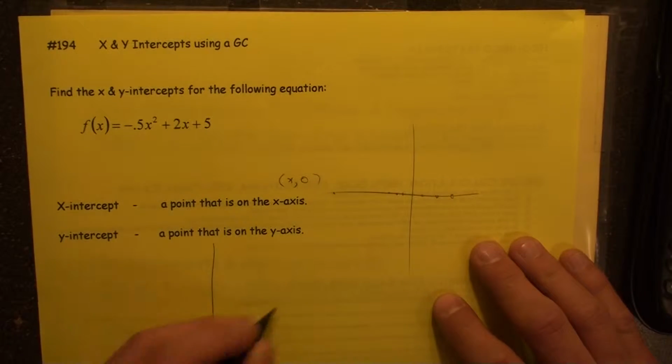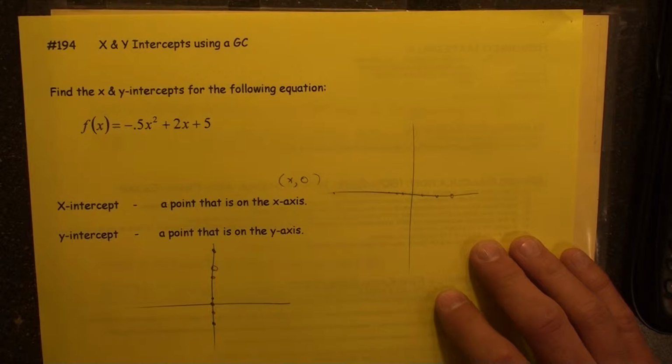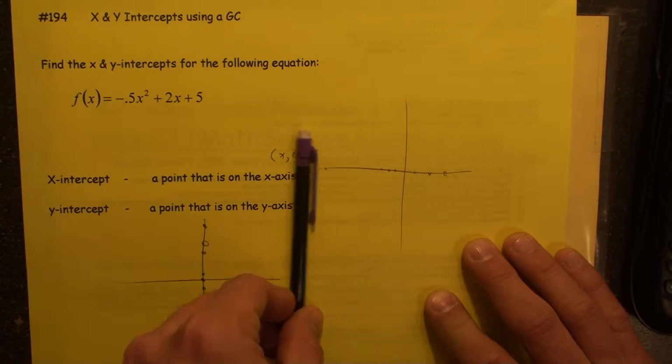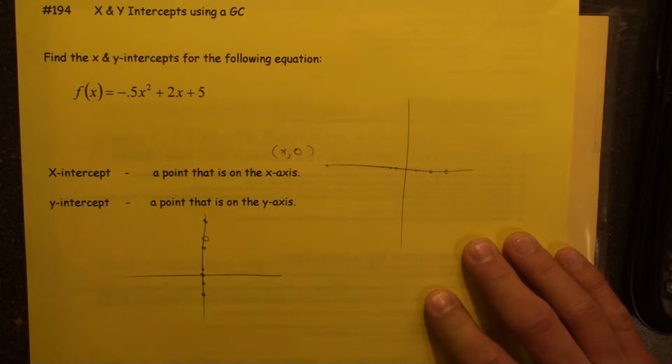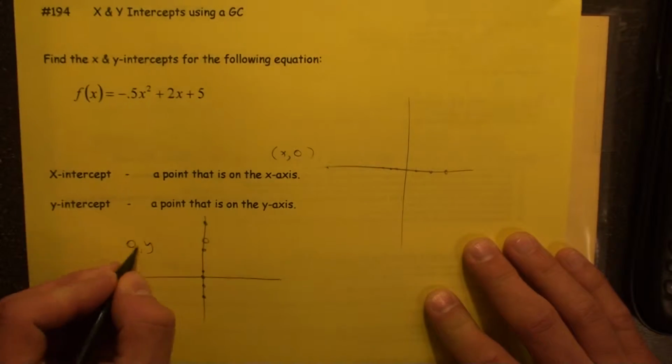Then of course a Y-intercept would be any of these points. Here's a point that's both an X and a Y-intercept, the origin. Those have a zero width. They have different heights, but a zero X value, so it'd be 0 comma Y.